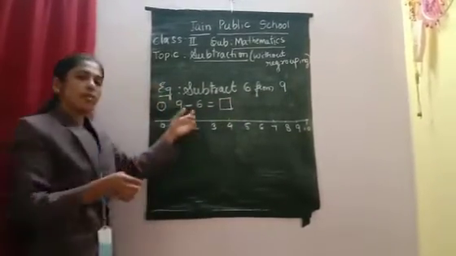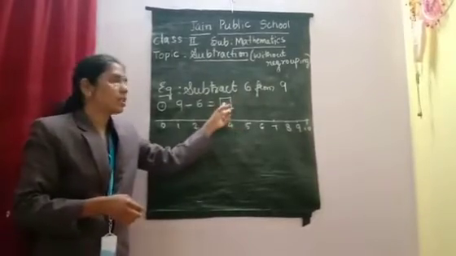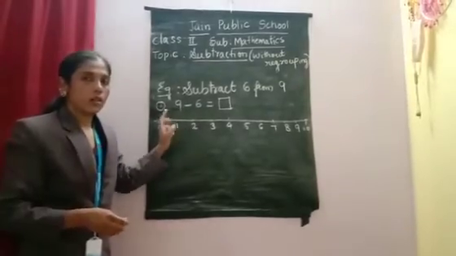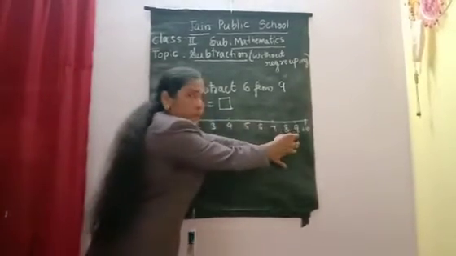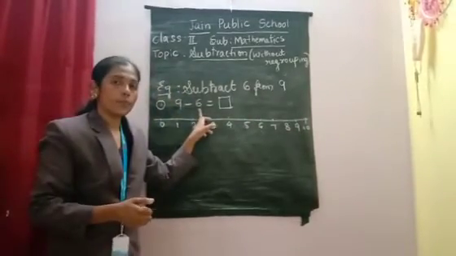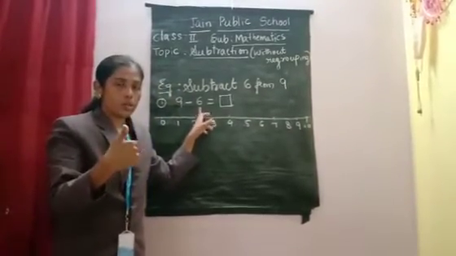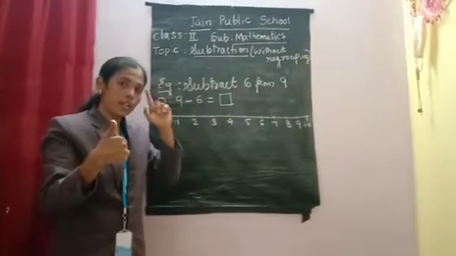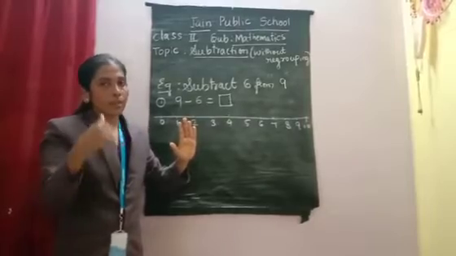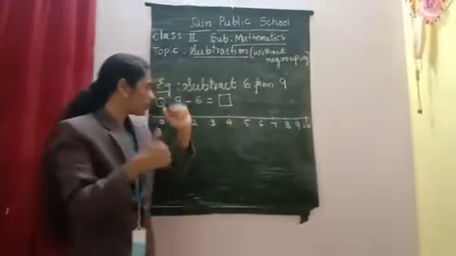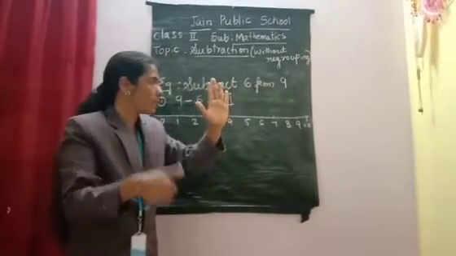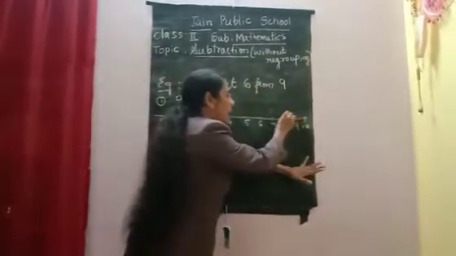Whatever answer you get from this number line, you must write it in the given box. Understood? So the bigger number is 9. Keep your pencil on number 9 here. For the remaining 6, you have to jump backward. 9 in mind, 6 on the finger. You should come backward six jumps, counting the before numbers of 9: 8.